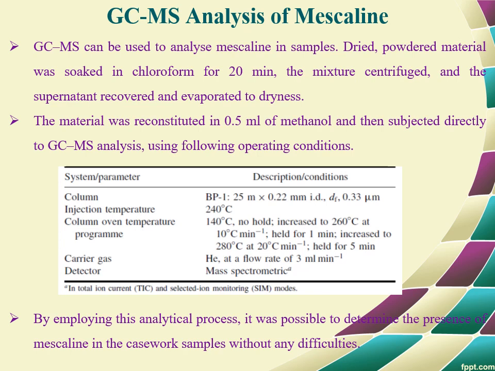Similarly, GCMS analysis can also be used to analyze the mescaline sample. The dried powder material was soaked in chloroform for 20 minutes, and then the mixture is centrifuged and the supernatant recovered and evaporated to dryness. The material was reconstituted in 0.5 ml of methanol and then subjected directly to GCMS analysis using the following operating conditions. By employing this analytical process, it is possible to determine the presence of mescaline in the casework sample without any difficulties, and the results can be easily compared with the standard.